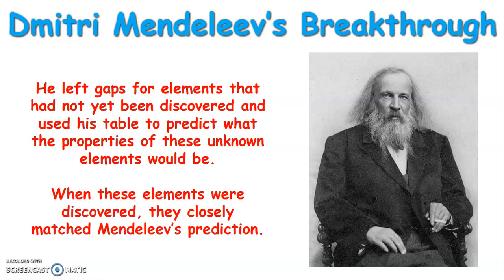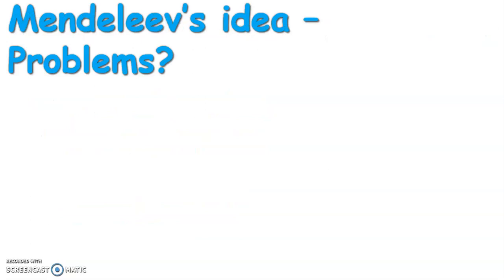So whenever there was a gap, he could point to it and say, well, the element that goes in that gap there, based on the elements around it in my table, it will have this melting point, it will have this density, and so on. And when they were discovered, the elements matched the properties that he had predicted for them. So he left gaps, and when those gaps were filled, the properties that he predicted were actually the properties demonstrated in those elements.